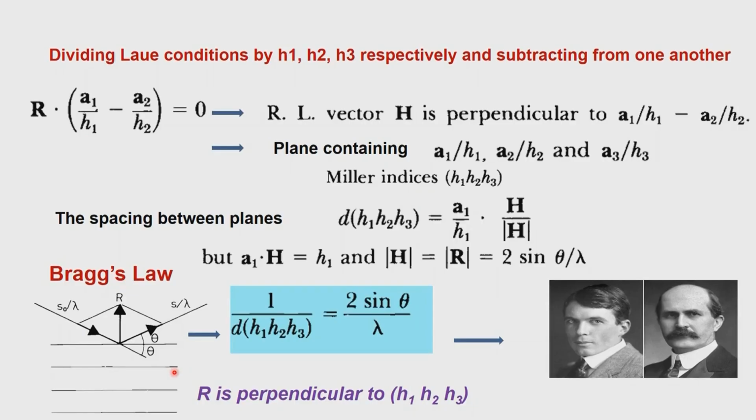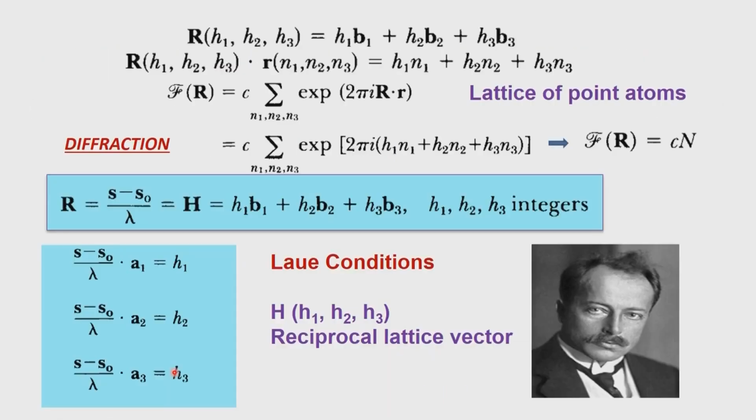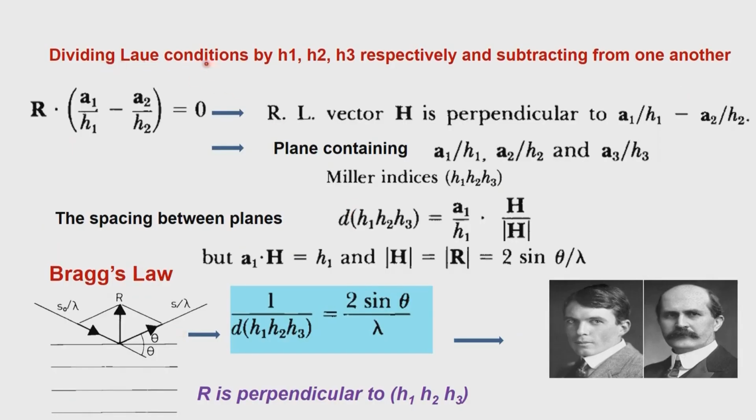Then the famous work of Bragg and Bragg, father and son, came up, and what is done is essentially we start from Laue's condition. We start with these 3 conditions, and then we divide the Laue conditions by H1, H2, H3 respectively, and subtract from each other. So, take the Laue condition, divide by H1, H2, H3, and subtract. We get R dot (A1 by H1 minus A2 by H2) equals 0.